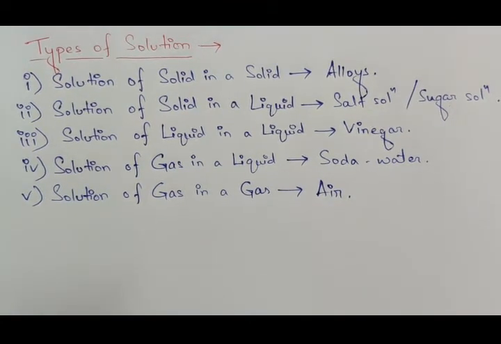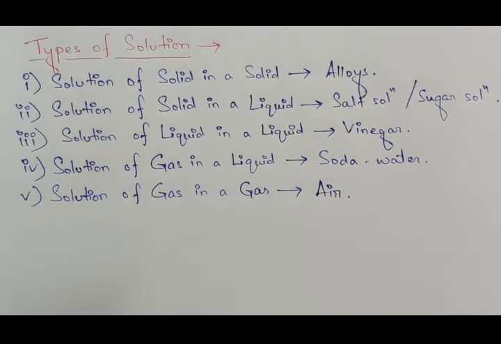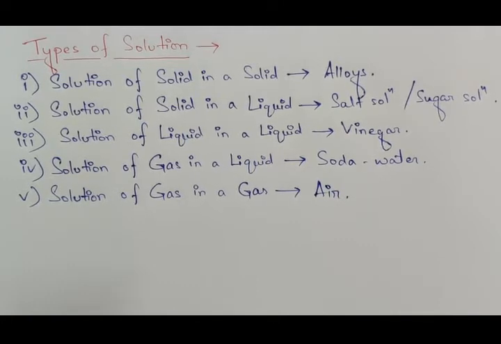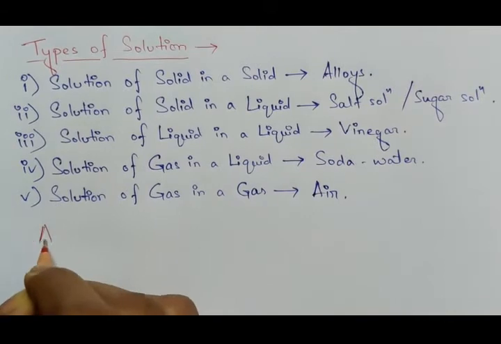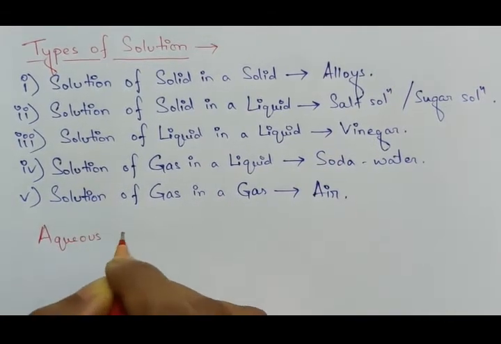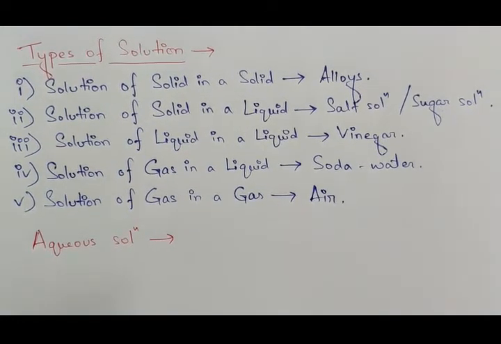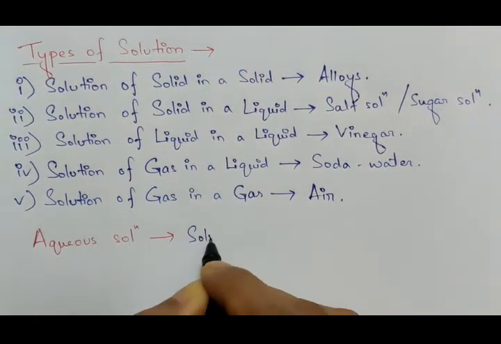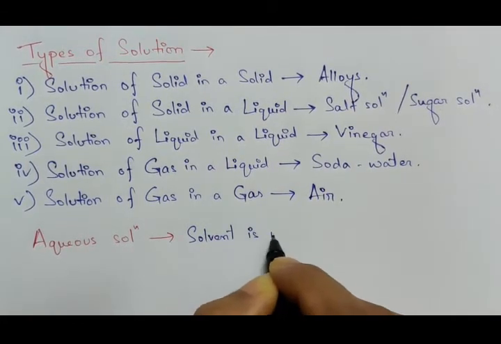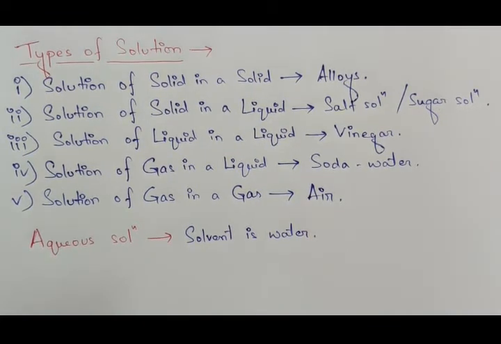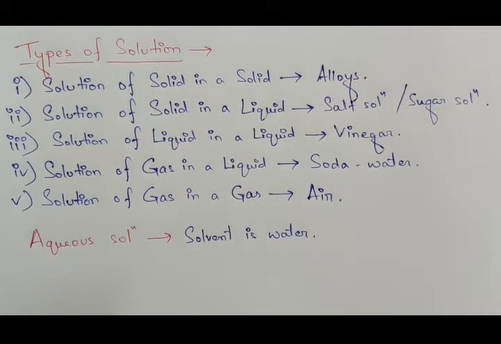Now there are some special names given to the solutions depending on the solvent. For example, I just mentioned what is aqueous solution. So the first kind is aqueous solution, where the solvent is mainly water. Okay, so here the solvent is water. Whenever the solvent is water and any other substance is mixed in water, in that case the solution is called the aqueous solution.